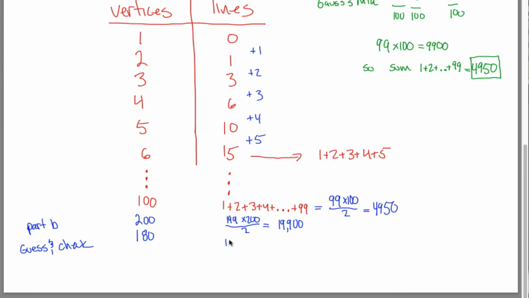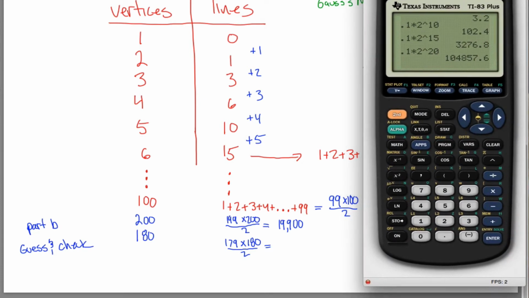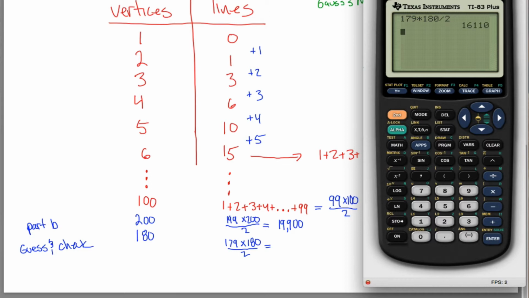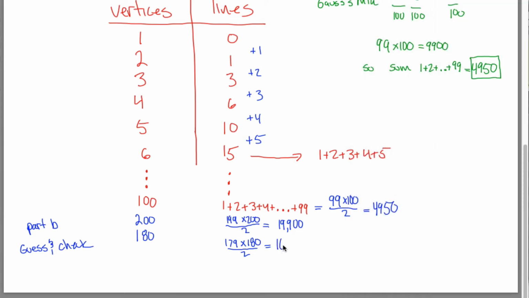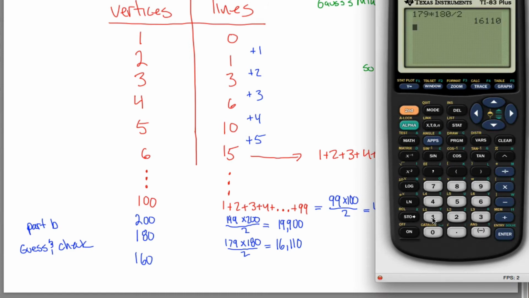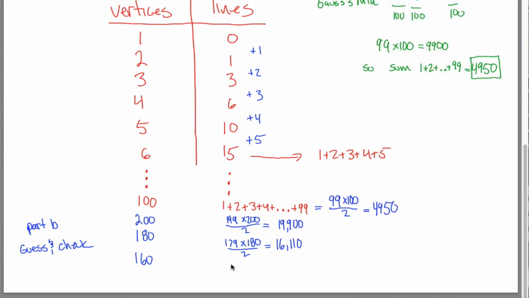180 would be 179 times 180 divided by 2. And for that, I'm going to have to pull out a calculator. Fortunately, I have one right here. 179 times 180 divided by 2 gives me 16,110. Still not quite there. All right, what about 160? 159 times 160, let's keep this in the same order, divided by 2, is getting closer, 12,720.